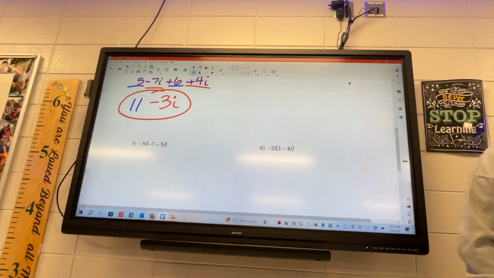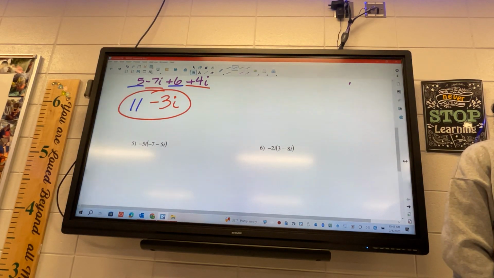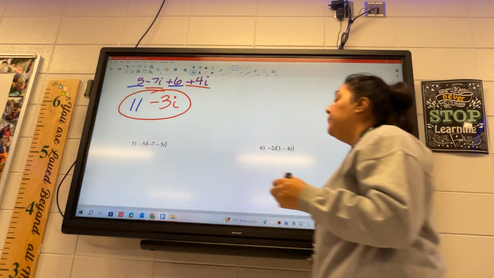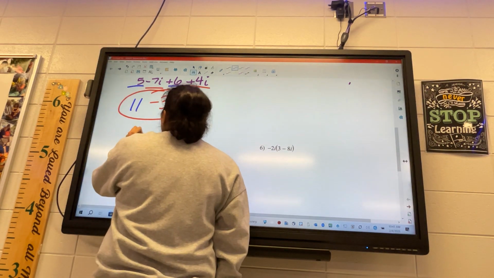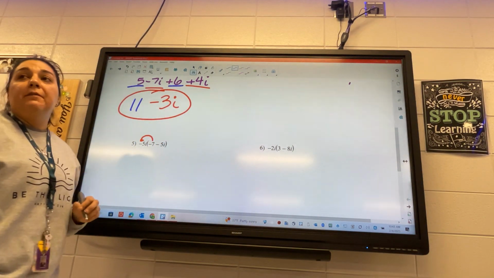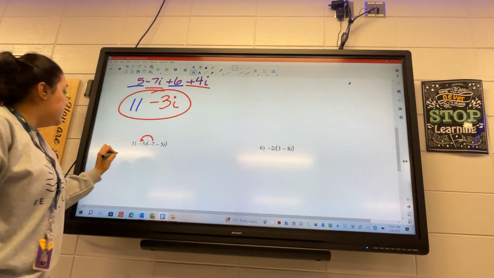Okay, look at number 5. Notice how it has an i on the outside? That means it's multiplication now. Okay? So, multiplication, we've got -5 times -7. -5 times -7. 35. Positive 35.